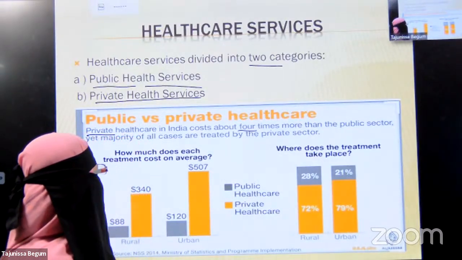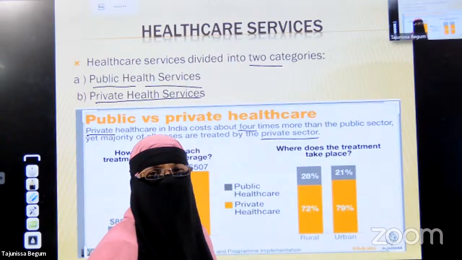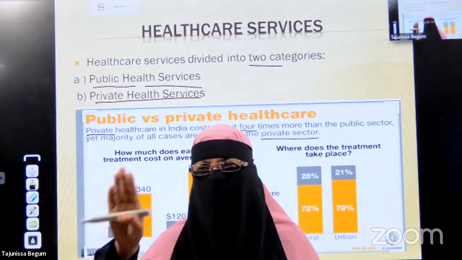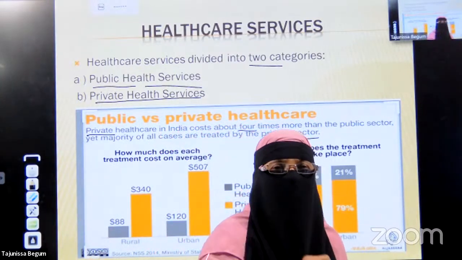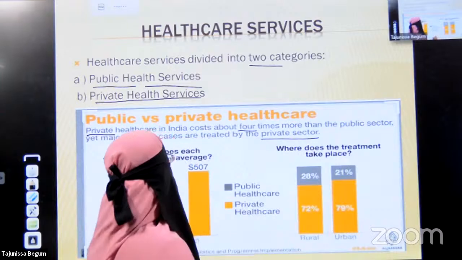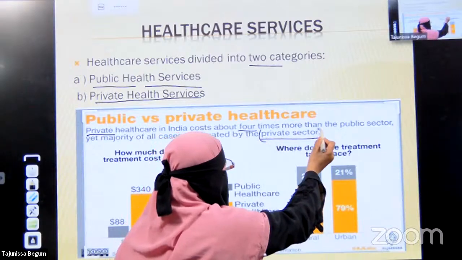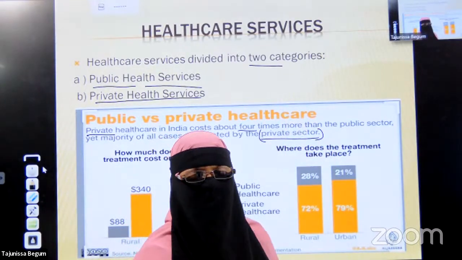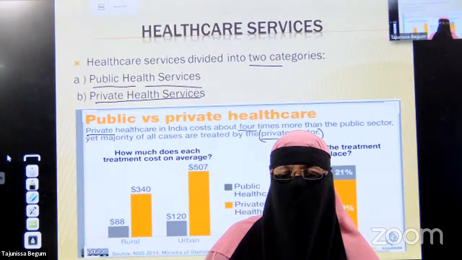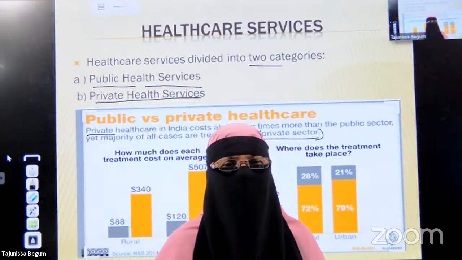Yet the majority of all cases are treated by the private sector. All the cases are treated by which hospitals? Private hospitals. So we have two categories, public and private, but private care in India costs about 4 times more, yet the majority of cases are treated by the private sector. Why like that? Is the private sector cheap or costly? Private sector is costly, but still the treatment is done there.